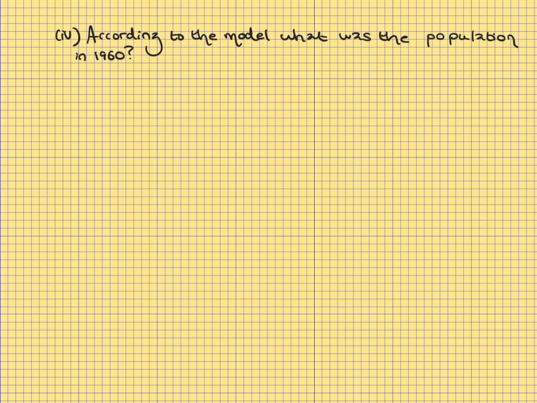Question 4. According to the model, what was the population in 1960? So of course, t is the number of years after 1960. T equals 0. So this gives us p equals 10 to the power of 1.68 multiplied by 10 to the power of 0, which is just 1. So this gives us a population value of 47.8630... or 47.9 million to 3 significant figures.